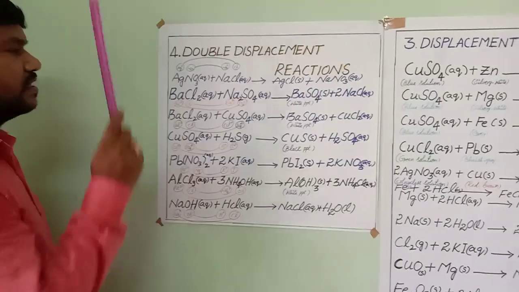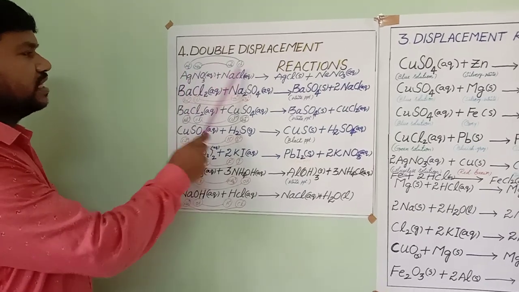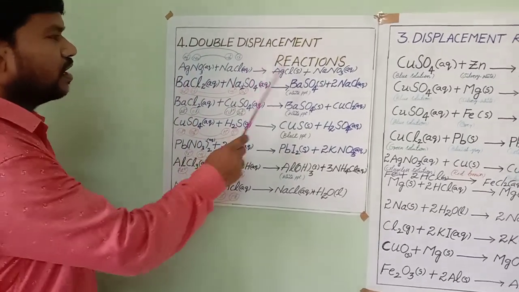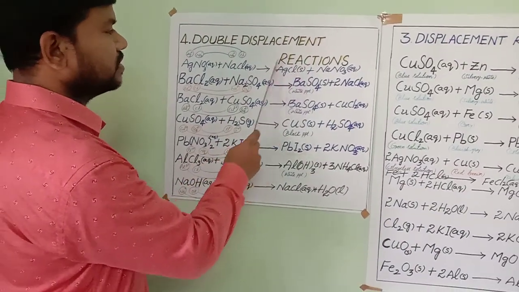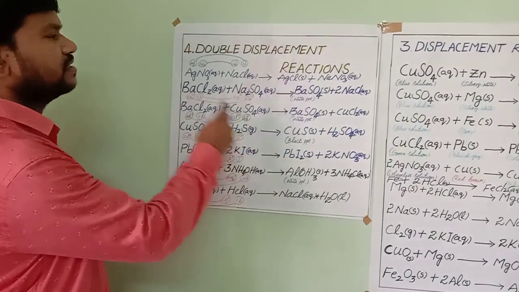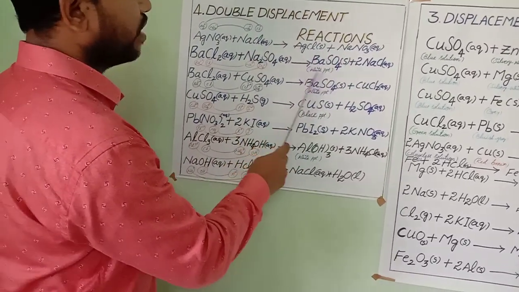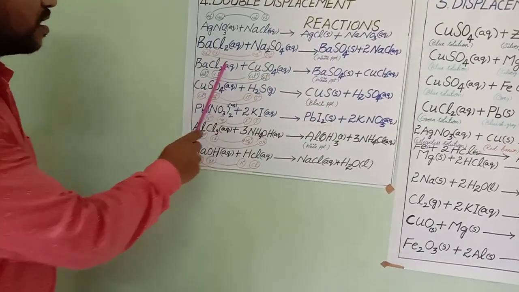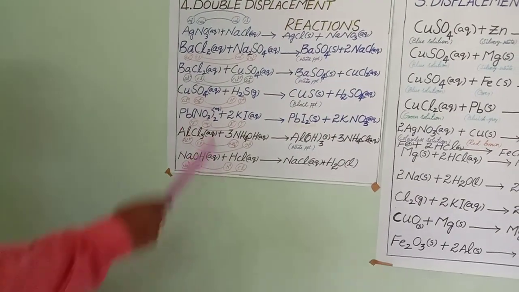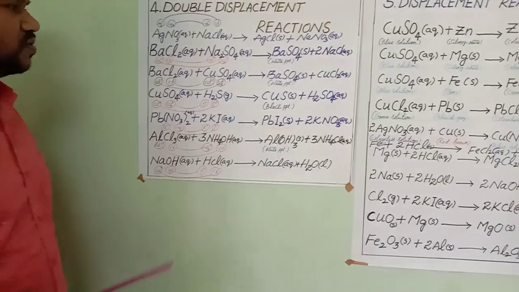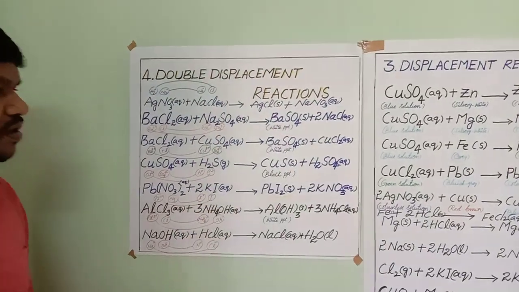See, in these three cases, when we observe two compounds, aqueous solutions are mixed together, and two new compounds are formed. In that, one is a precipitation reaction. Here AgCl is the precipitate, and in the second equation BaSO4, a white colored precipitate, is formed. In the third equation also, barium sulfate, a white precipitate, is formed. So generally these reactions occur in solutions, and along with these reactions a precipitate is also formed.